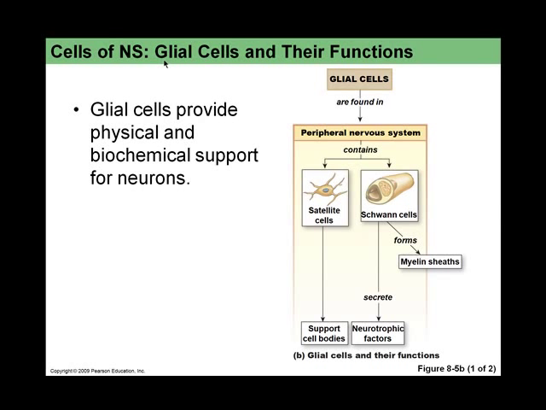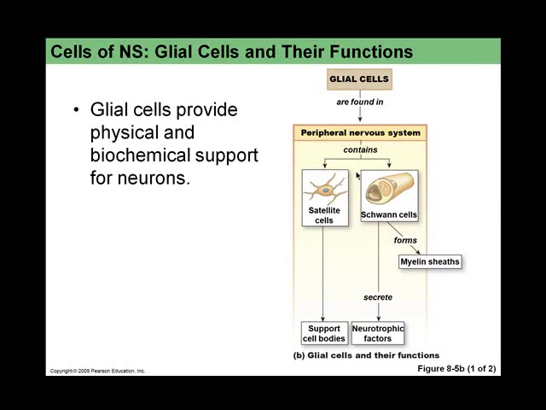So, continuing with the cells of the CNS, now we think of the supportive cells, the glial cells, and their functions. They're essentially the two cell types in the nervous system: the functional unit, the neurons, and the supportive cells, the glial cells, or those that glue everything together. Glia means glue. So glial cells are found in the peripheral nervous system and in the central nervous system, as we'll see in the next slide. And in each location, they provide physical and biochemical support for the neurons.